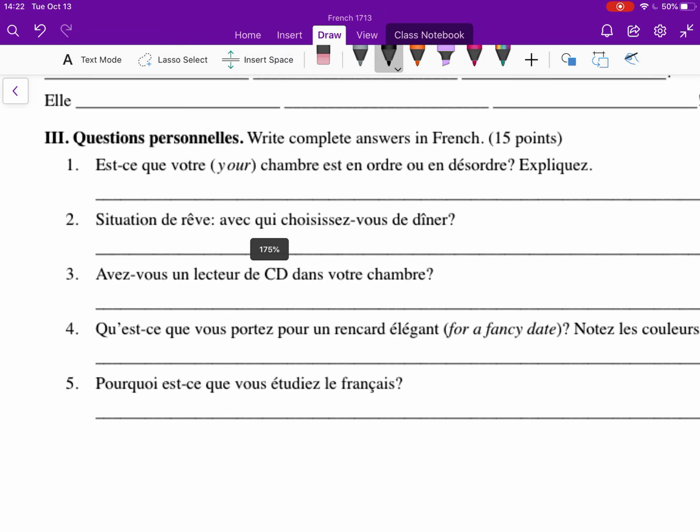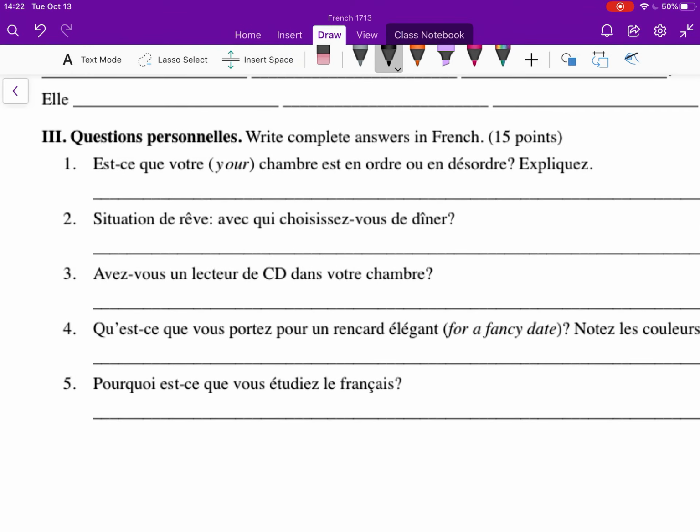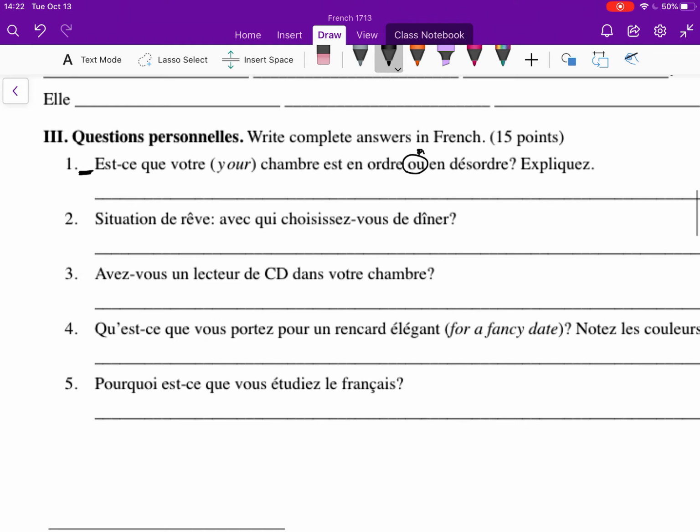Here we go. Let's actually try to go through these using those steps. First one: Est-ce que votre chambre est en ordre ou en désordre? Expliquez. First of all, do you have a question word? It would be before your est-ce que. You don't have one, so this is just a yes or no question. Or it's an either or question. This little word right here, ou, means or. So this happens to be an or question.